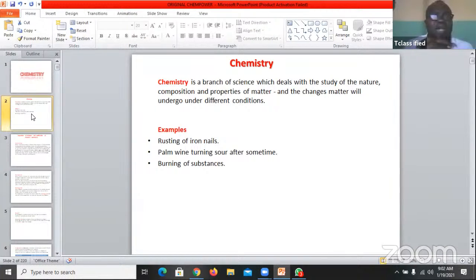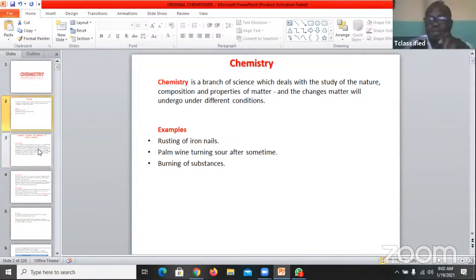The palm wine that people take, how does the palm wine get sour? A freshly cut palm wine is normally very sweet when you drink it, but after some time it gets sour. So that is chemistry. And burning, when you put a lighter onto anything that has any form of chemical energy, it burns. So how does burning take place? All this can be explained using chemistry. And that is why we're going to be spending time in chemistry.